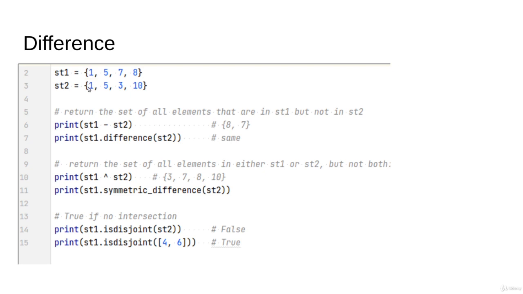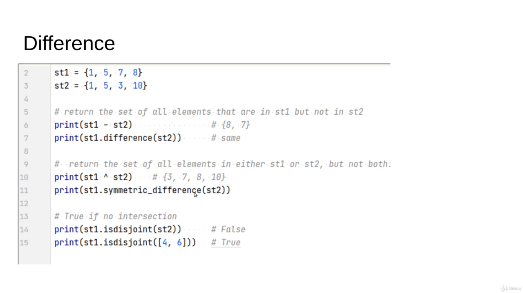For example, consider the 1. It exists in both of them, discard. 5, both of them, discard. 7, it doesn't exist in set 2, so we return it. 8, it doesn't exist in set 2, so we return it, and so on. Observe that the 3 and 10 are ignored, we don't care about them. We care about elements that are in set 1, but not in set 2.